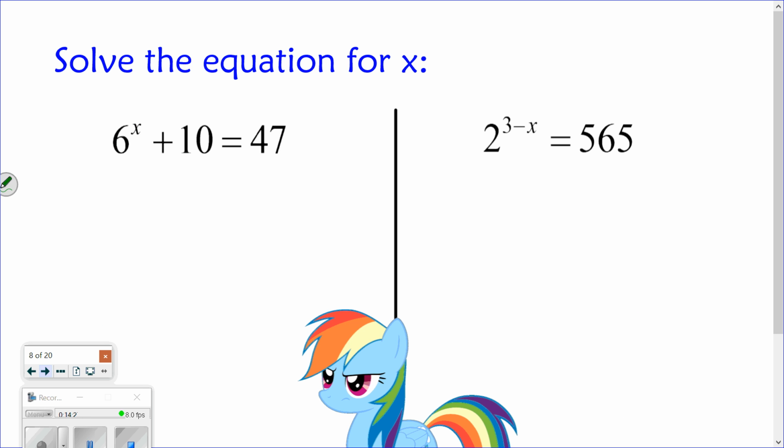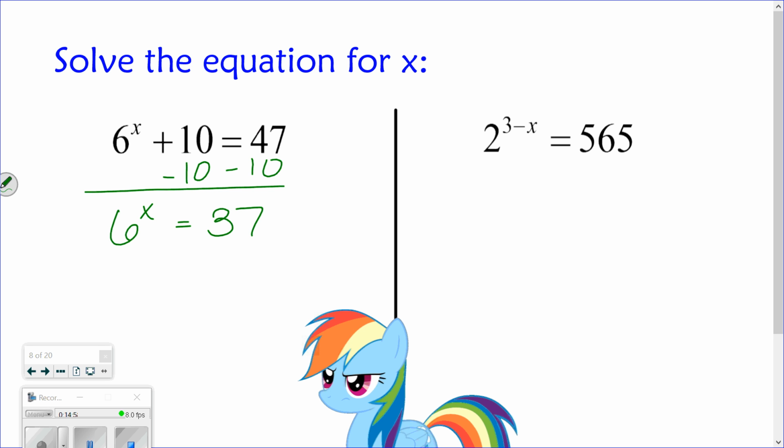Okay. So 6 to the x plus 10 equals 47. What do you think you should probably do first? Move the 10 over. Yeah. You want to get that part with the exponent by itself first. Let's subtract that 10 over. Then it looks like the other ones that we've been working on. So 6 to the x equals 37. Now it looks in that same form. You want to get rid of that extra stuff. Can I rewrite 37 with 6 as a base?